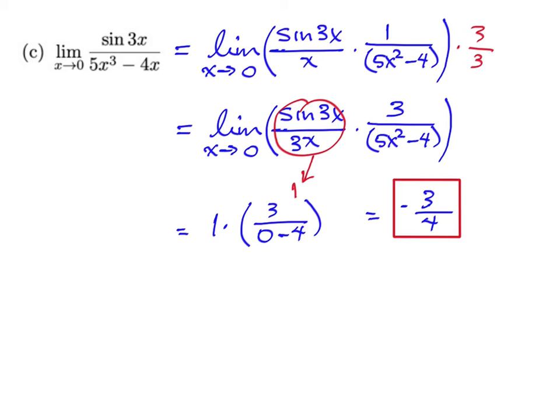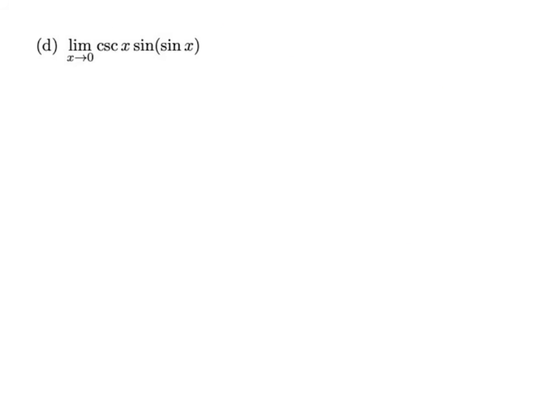All right, let's do one more. So this last one looks kind of crazy complicated, and it's really quite simple if we just rewrite things in terms of sine and or cosine. So it says limit as x approaches 0 of cosecant of x times sine of x. So let's rewrite that cosecant of x as 1 over sine of x using a reciprocal identity.